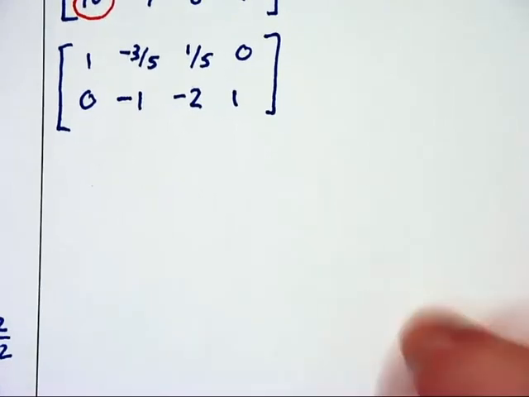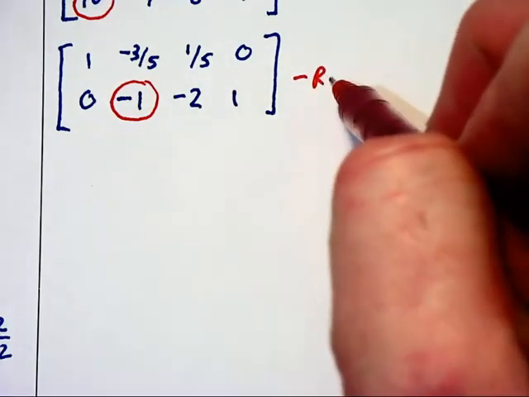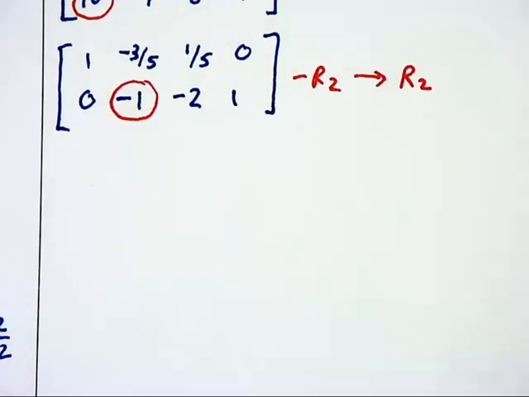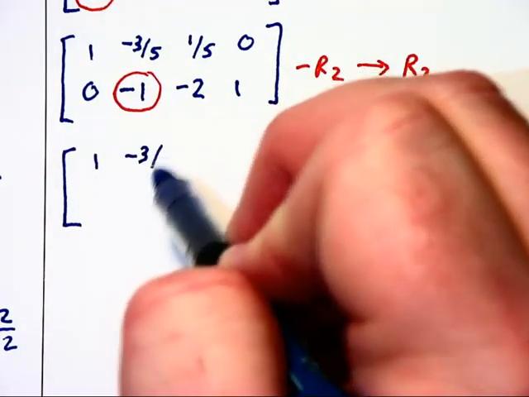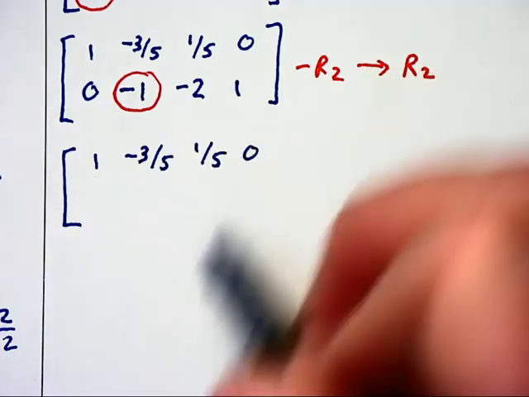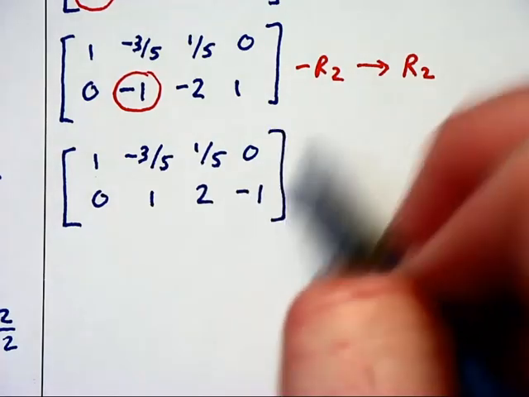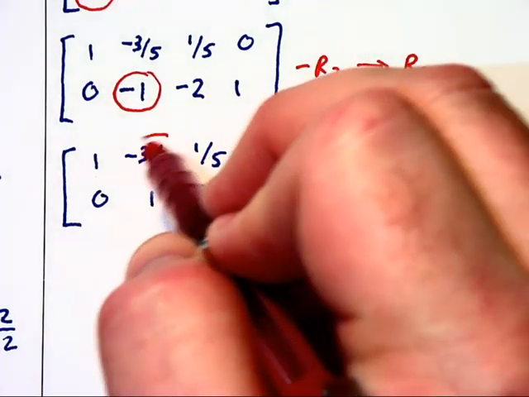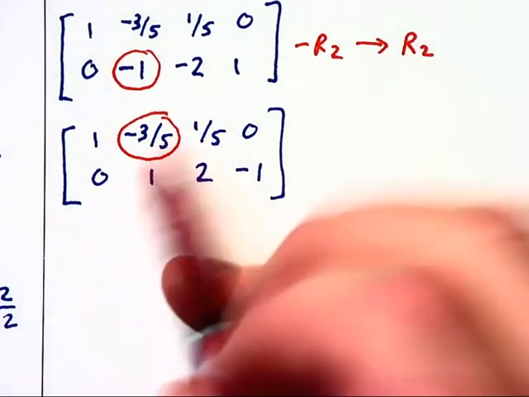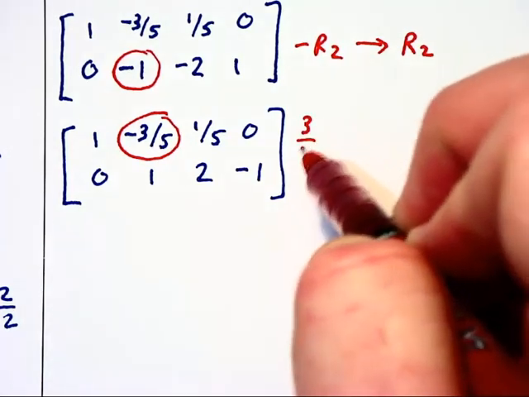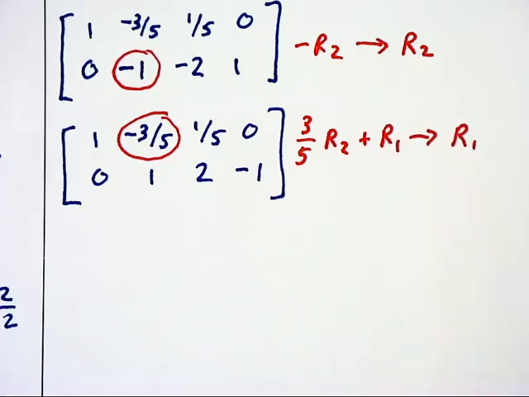Okay, now we need to get a 1 where the -1 is, which means negative row 2 will become the new row 2. And let's do that operation. First row stays 1, -3/5, 1/5, and 0. The next row becomes 0, 1, 2, and -1. And we need finally to get a 0 where that -3/5 is. So I cancel a -3/5 out with a +3/5. So 3/5 row 2 plus row 1 is the new row 1.